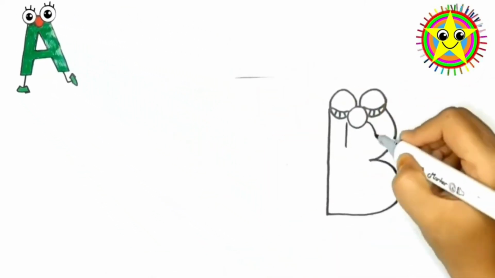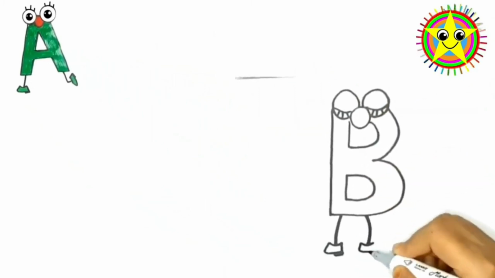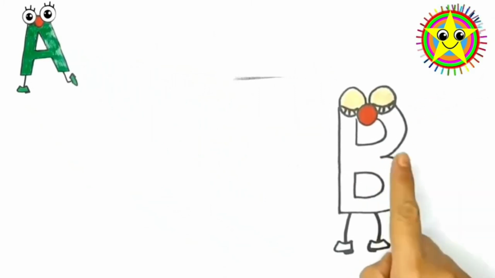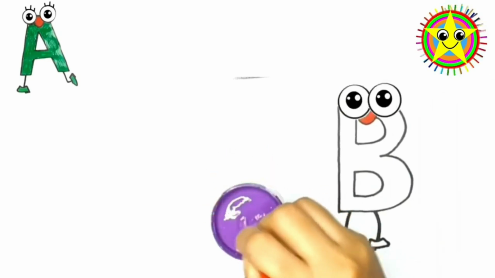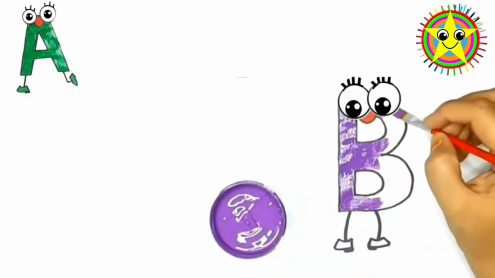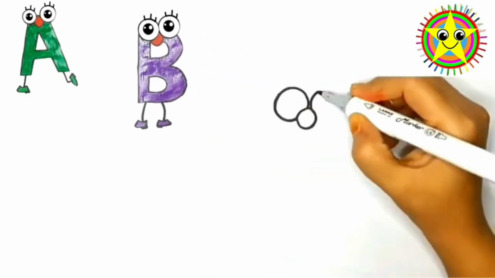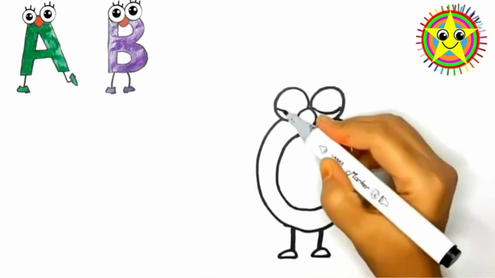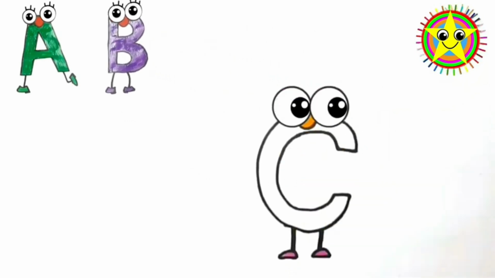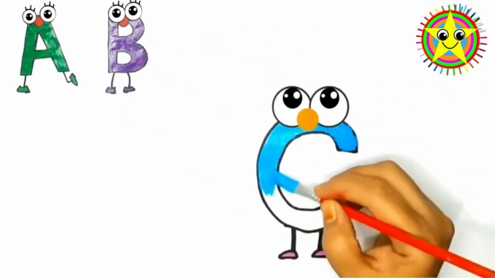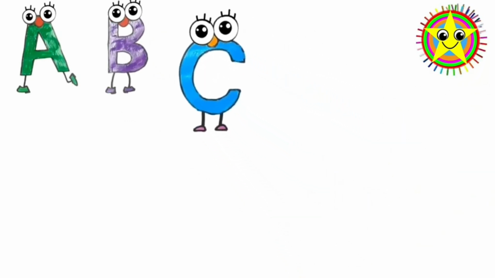Now we are drawing a letter B. Wow, it looks super cute. Purple. See? Wow, it looks super cute. Blue. See, B has magical eyes.